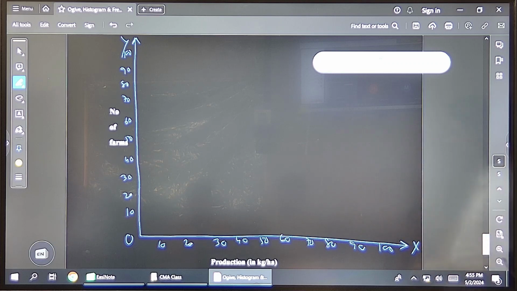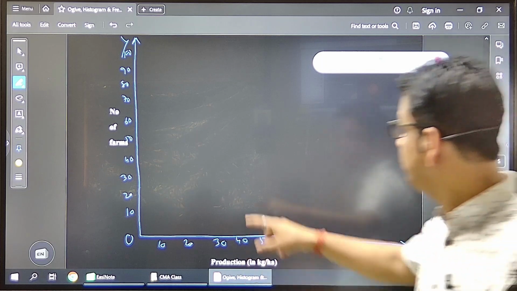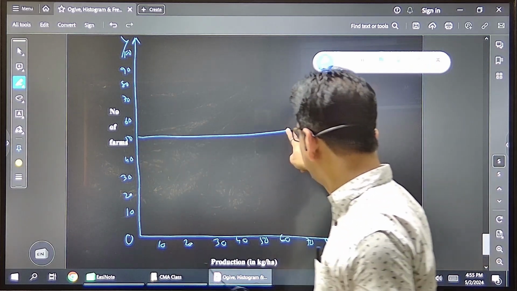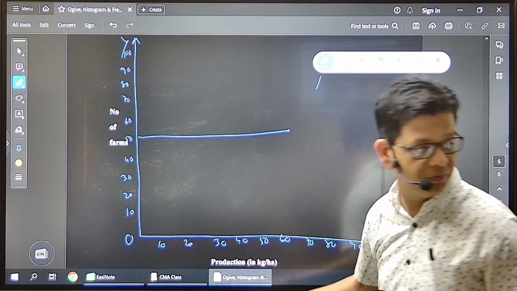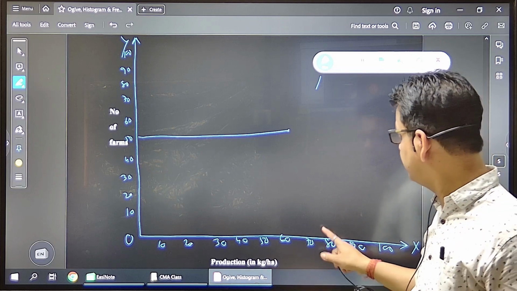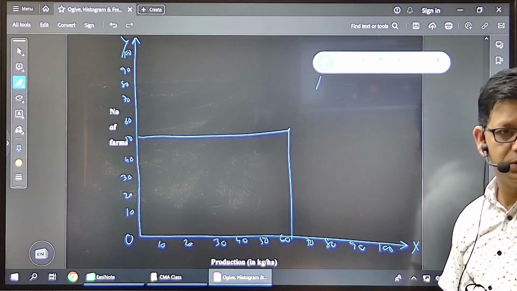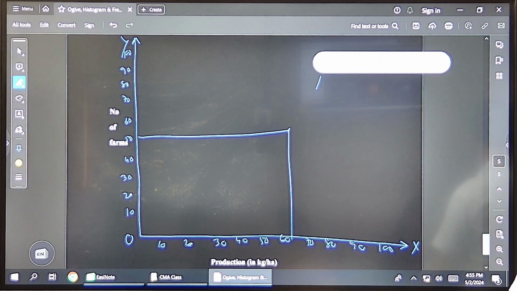Yes or no? So median finding is similar. What do you have to do? N by 2. Check it once. N, and the total was 100, no? So n by 2 will be how much? 50. So you go from here 50, then get to this graph like that. From the graph, since the graph was upward, from here come to this bottom. Yes or no? So that will be the required median.